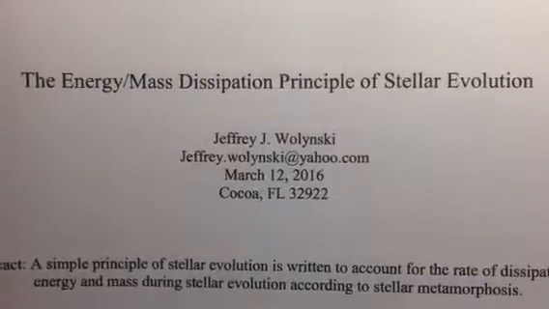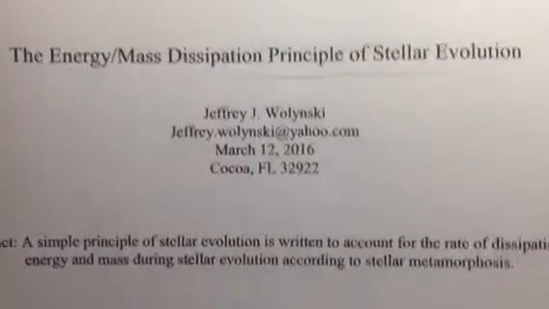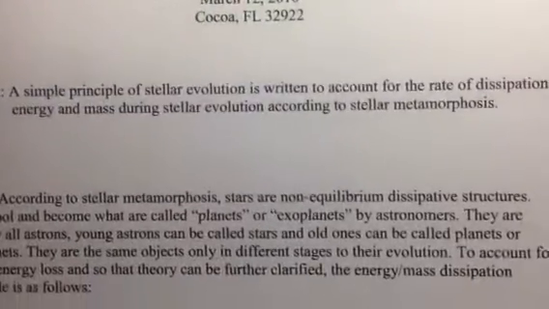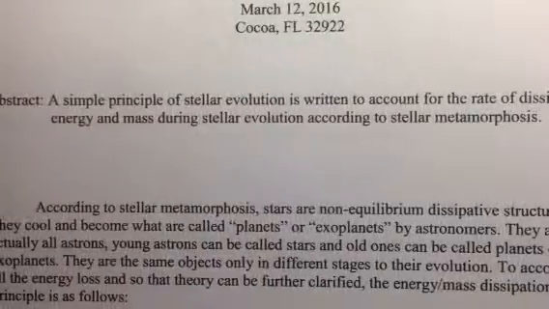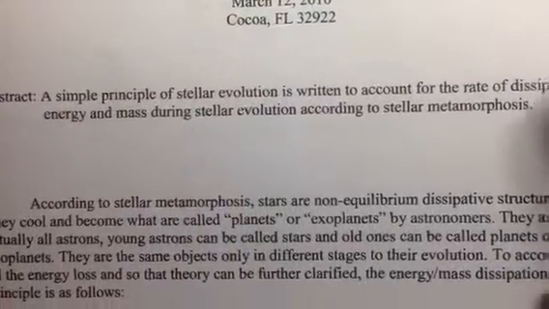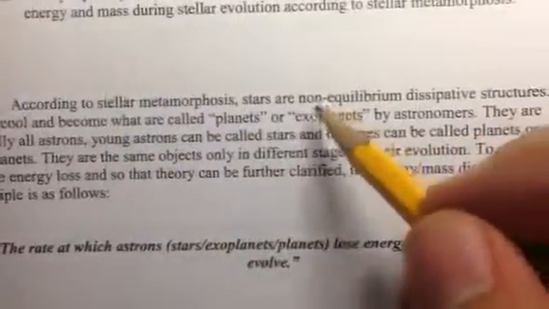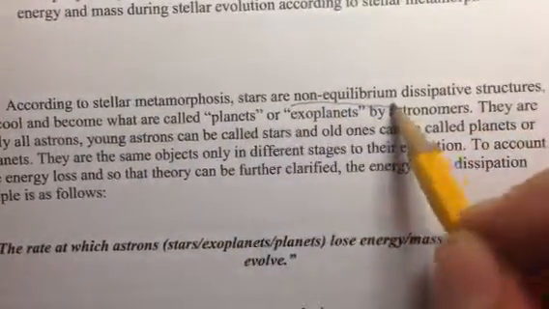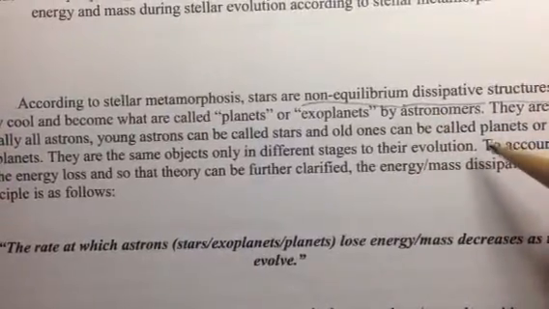This next principle I've called the energy mass dissipation principle of stellar evolution. A simple principle of stellar evolution is written to account for the rate of dissipation of energy and mass during stellar evolution according to stellar metamorphosis. According to stellar metamorphosis, stars are non-equilibrium dissipative structures, meaning they're not in thermodynamic equilibrium.